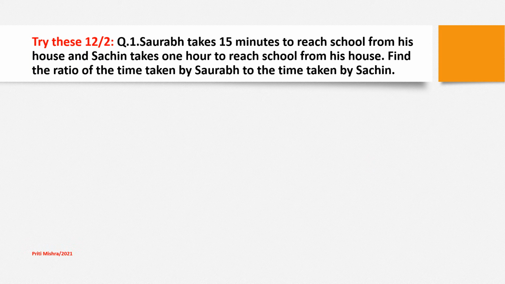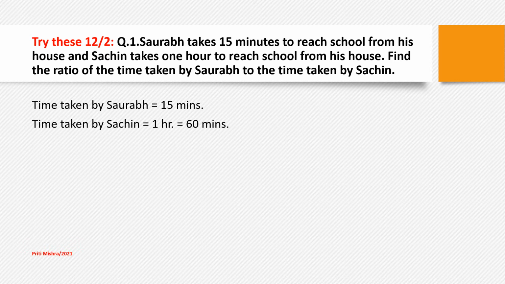Try this 12 by 2, question number 1. Saurabh takes 15 minutes to reach his school from his house and Sachin takes 1 hour to reach his school from his house. Find the ratio of the time taken by Saurabh to the time taken by Sachin. Time taken by Saurabh 15 minutes. Time taken by Sachin 1 hour.